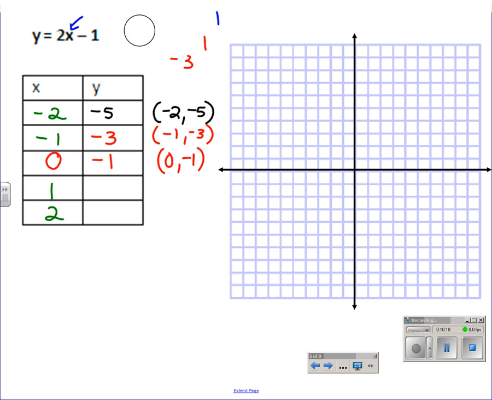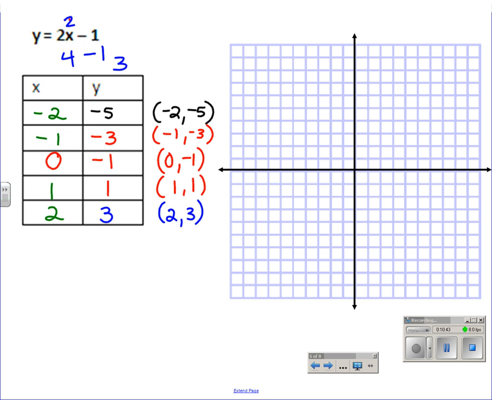All right, let's try the next one. I put a positive 1 in there. Positive ones are usually a little easier. So if I do 2 times 1, that's 2. Take away 1 is 1. So my other point is 1 comma 1. And my last one, I'm going to put a 2 in there. So if I put a 2 in there, 2 times 2 is 4, minus 1 is 3. So my y is 3. So that's my last point, 2 comma 3.